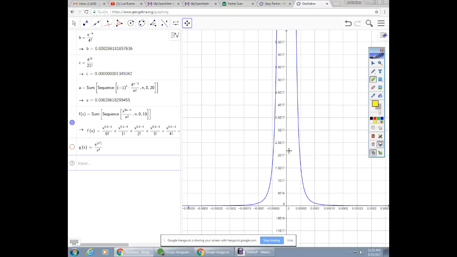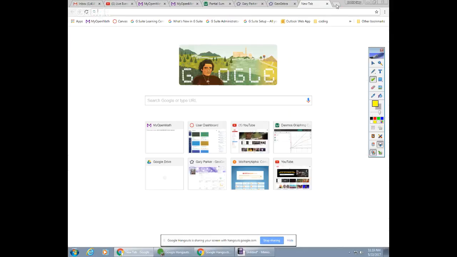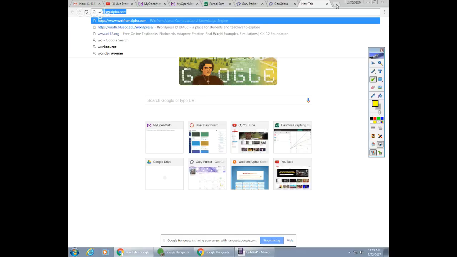Oh, I maxed out GeoGebra. GeoGebra said, sorry, I'm out of steam. You can't use any more computational power. Wolfram Alpha, I bet, would do it. We got a couple minutes. I'm curious.